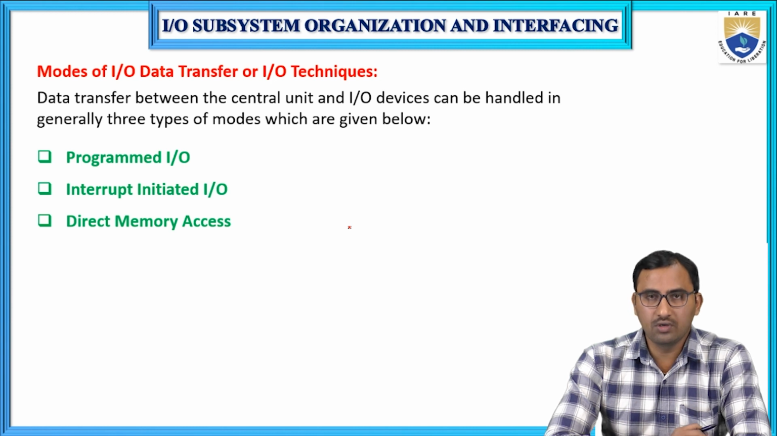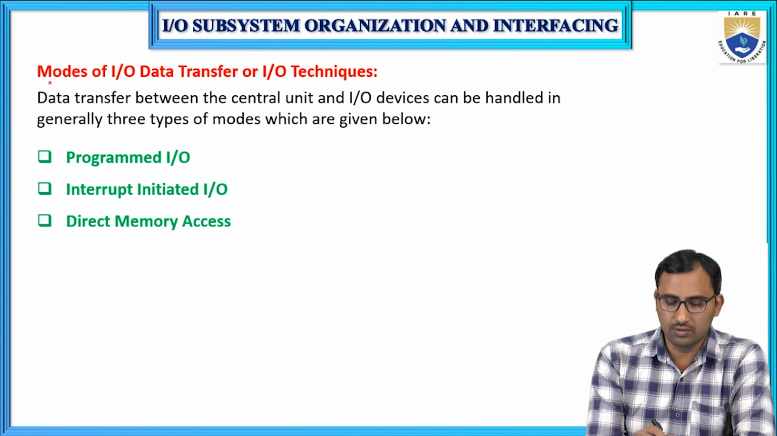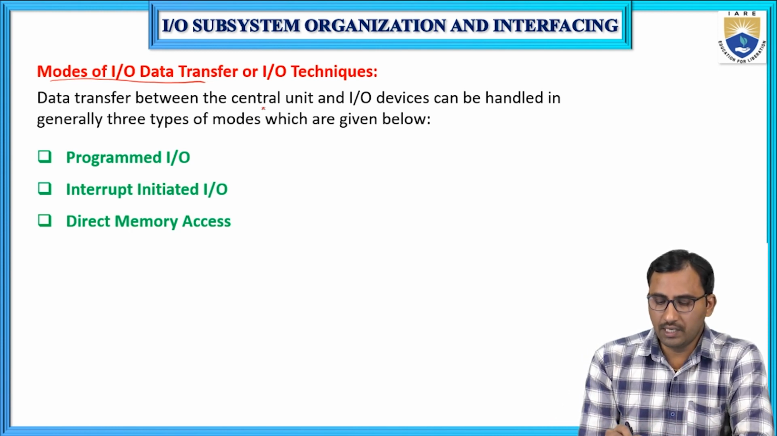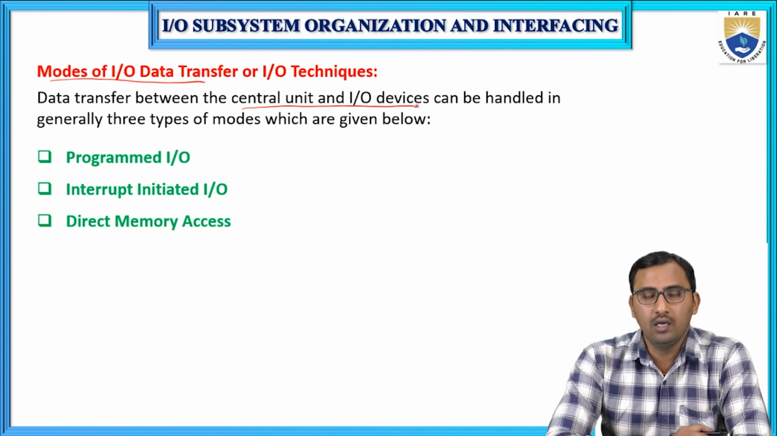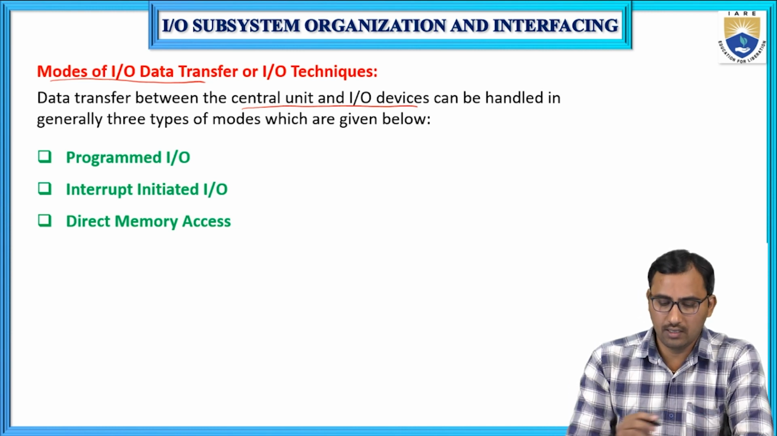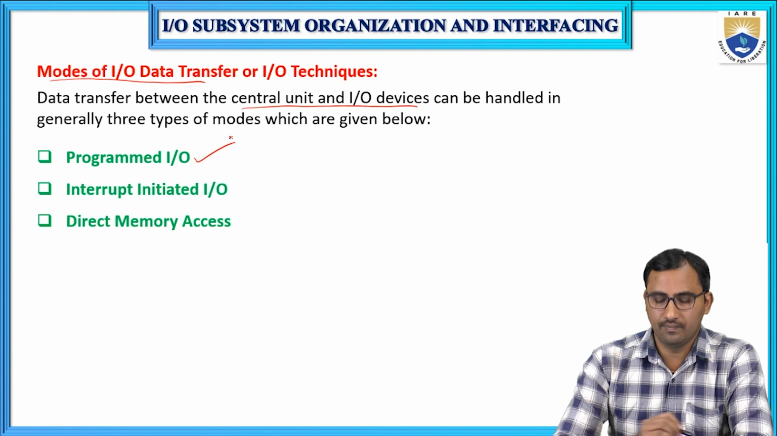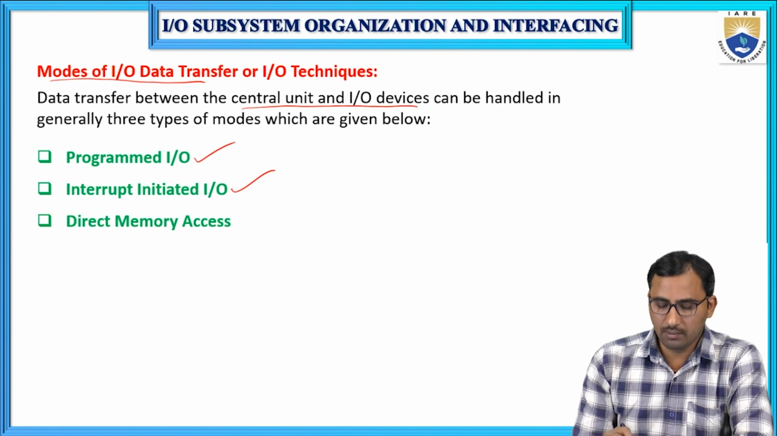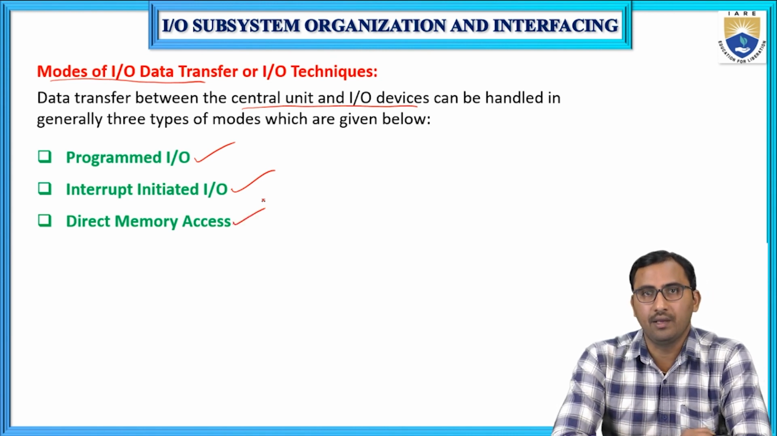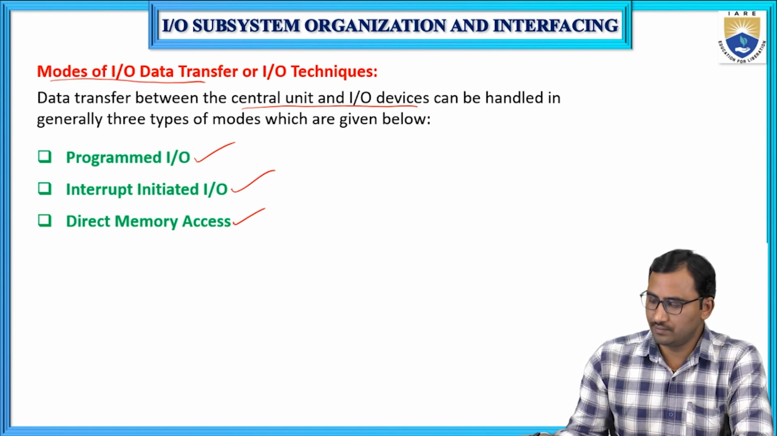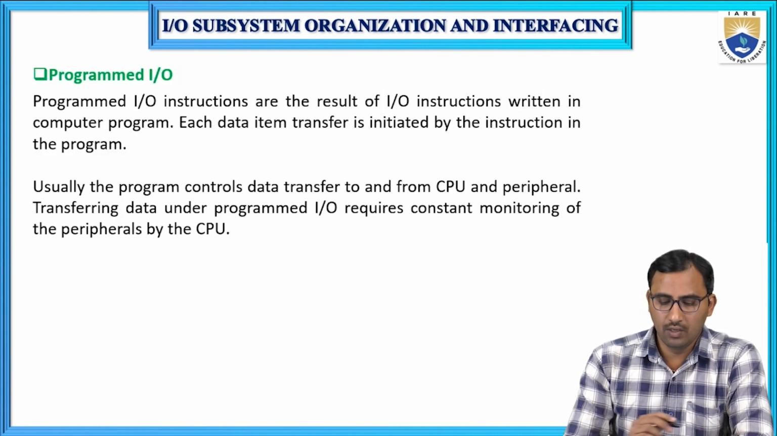And coming to the modes of I/O data transfer. The data transfer between the CPU and the I/O device takes place in several ways, that are programmed I/O, second one is interrupt initiated I/O, and the third one is direct memory access, shortly we can call DMA. So these are the three ways of transferring the information between the CPU and the I/O device. So we will see one by one.